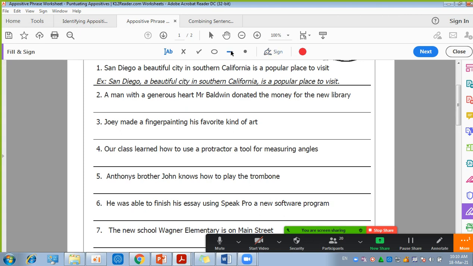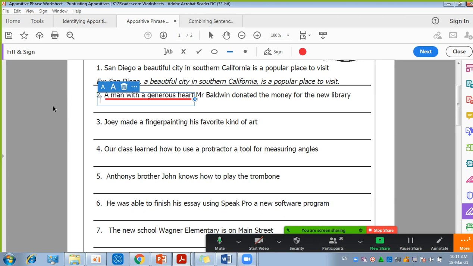When it's Mr. Baldwin, we need his name, so it is essential. Okay, fine. So if I just underline this part for you, a man with a generous heart, if you just exclude it and read what is left: Mr. Baldwin donated the money for the new library. What do you think? Yes, it's okay.